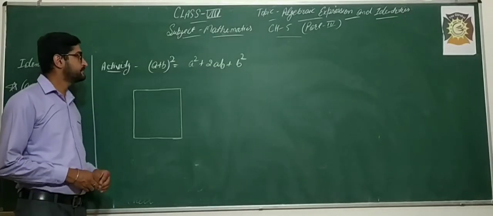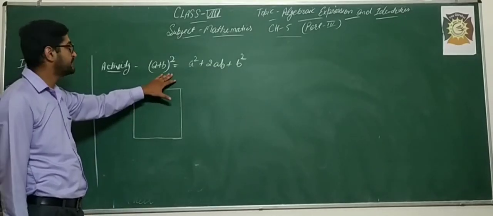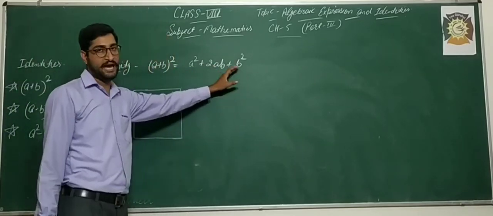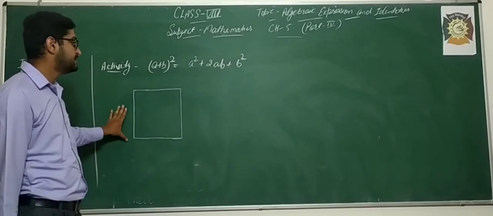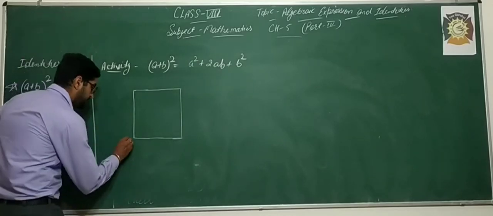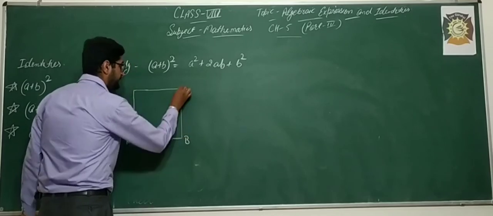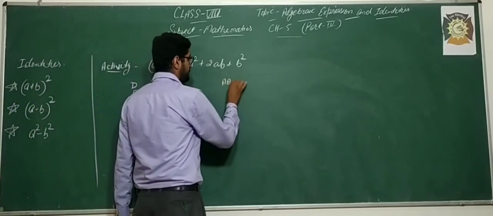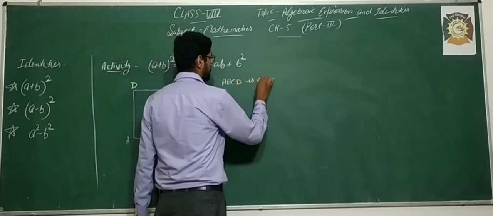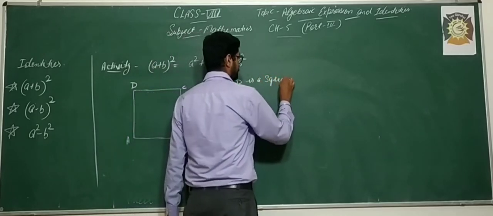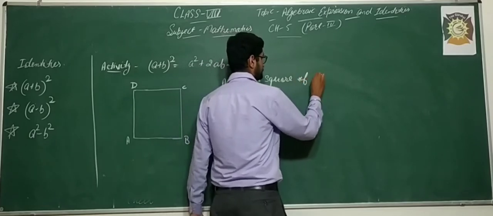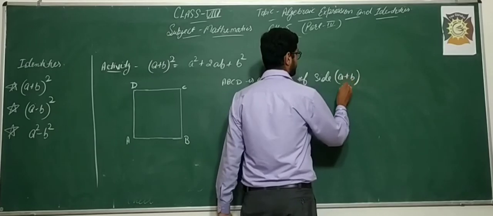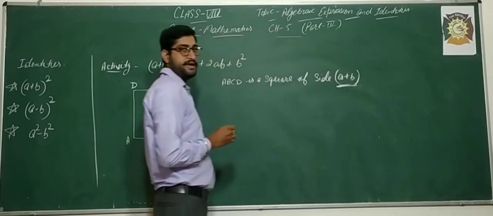Now we will prove this identity, (a plus b) whole square is equal to a square plus 2ab plus b square, with the help of an activity. First of all, we will draw a square ABCD. Now ABCD is a square of side a plus b. See, the side is a plus b.